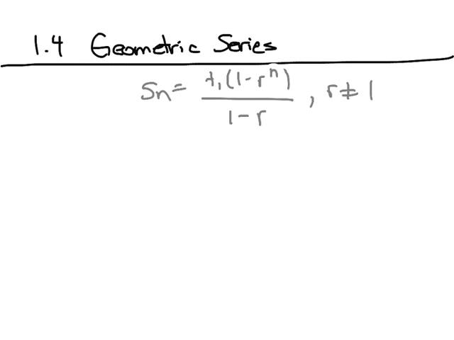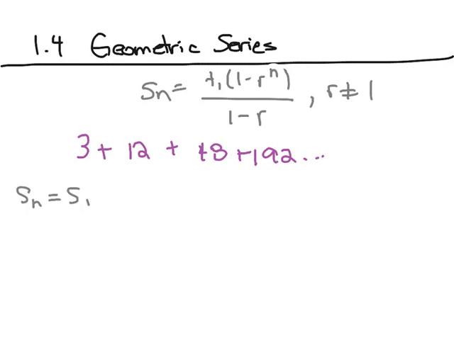So we want to determine the sum of the first 12 terms in the geometric series, 3 plus 12 plus 48 plus 192. So S of n, we don't know, so we want to find S of 12, which makes our n equal to 12. Our ratio will be our second term divided by our first term, so 12 divided by 3, which is 4, and our t1 is equal to 3.